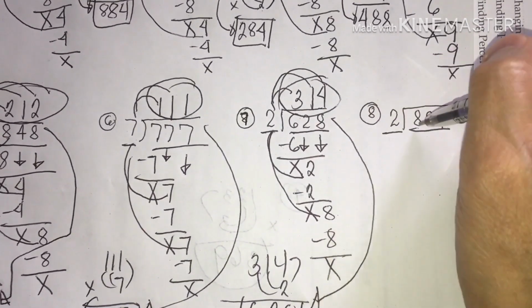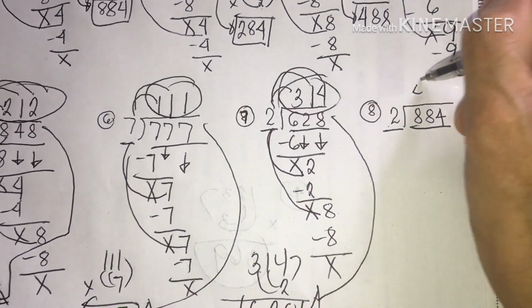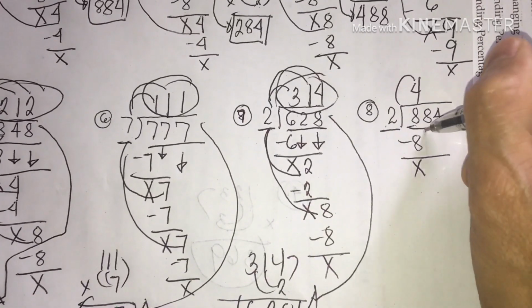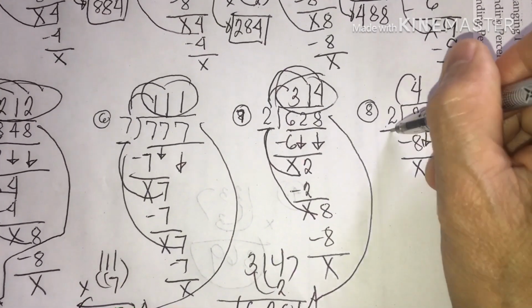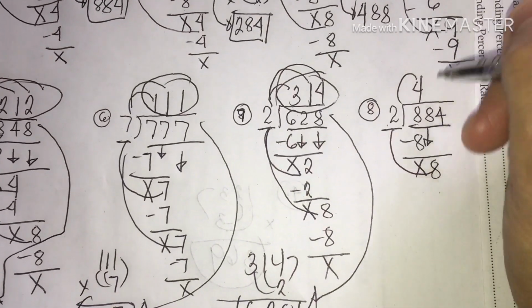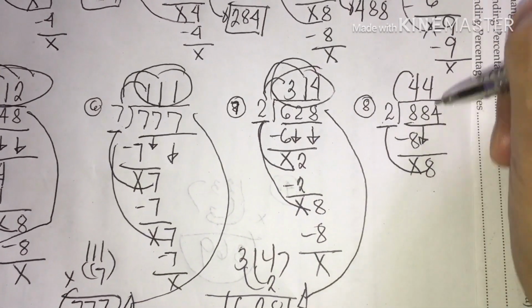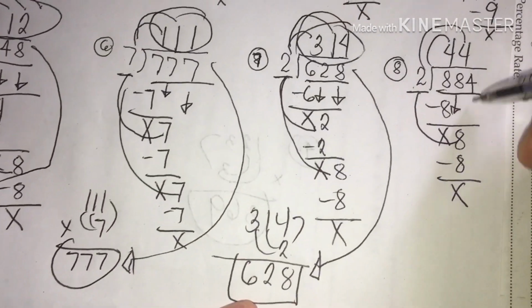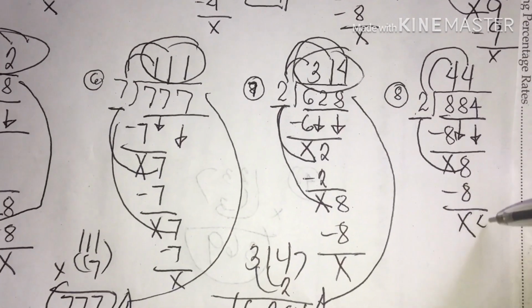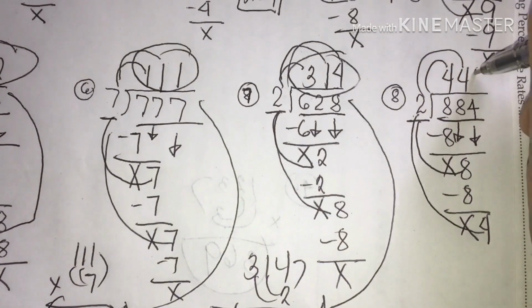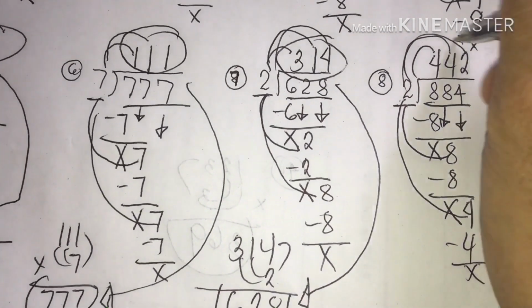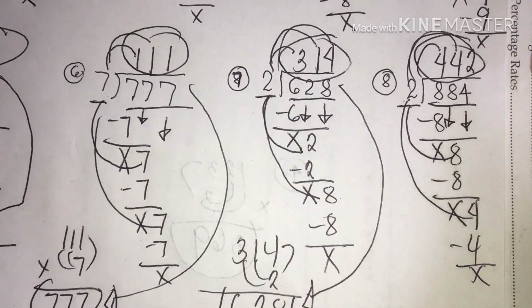884 divided by 2. 8 divided by 2, class, is 4. Times 2 is 8. Subtract, class. This is 0. Bring down 8 again. Next digit to be divided by 2, we have 4. Multiplied, this is 8. So this is 0. Bring down the last digit, 4. Divide by 2 is 2. Times 2 is 4. Okay, that is 442, our quotient, our answer.